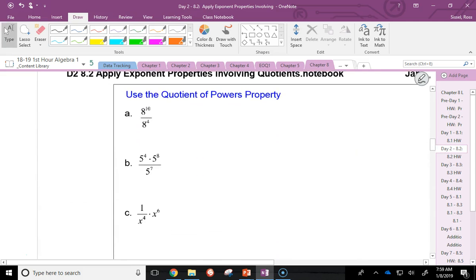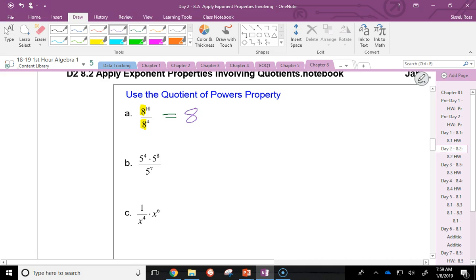So go ahead. I'm going to see if we're on the right track. Let's do just A together. If I look at this, we have the same base, 8. And then what would be my exponent? Ron, what do you think we do for our exponent?